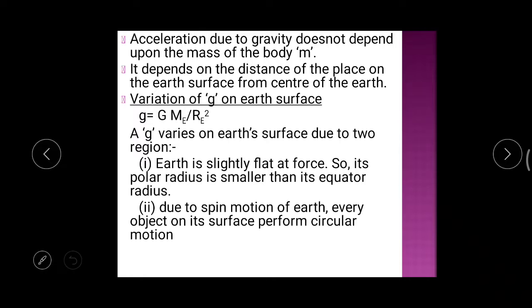So the g will vary with the separation between the particle and the earth center. So we have to discuss how this g value varies along with the height or depth, that means along with the variation in the distance between the earth center and the particle.